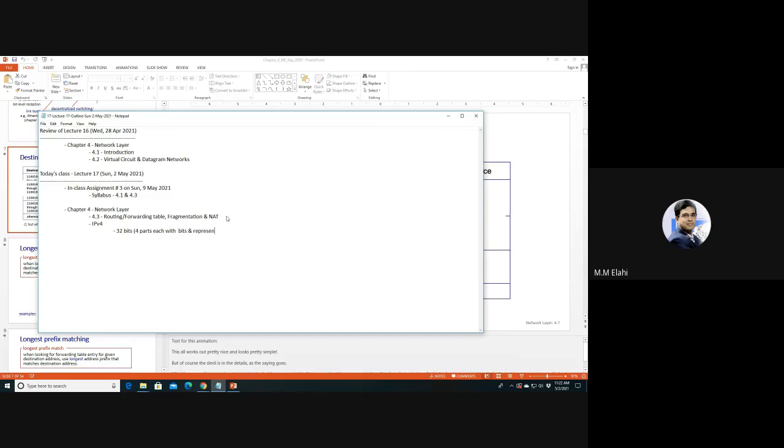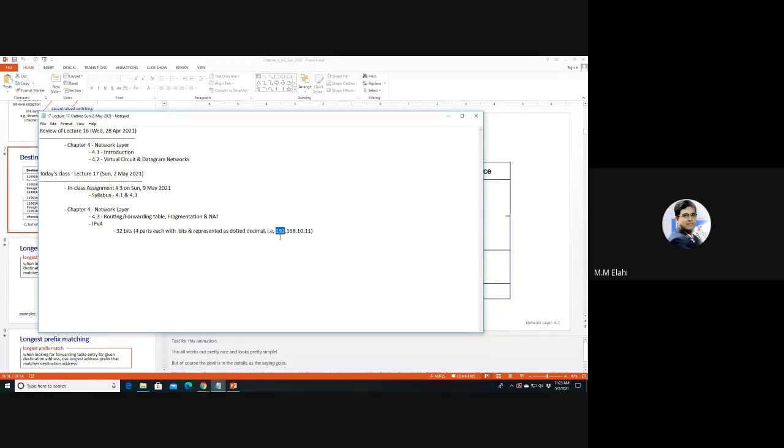And then represented as dotted decimal. Okay, so dotted decimal means, like, we can give an example, 192.168.10.11. So see, there are 4 parts. Each part is represented by 8 bits, and those 8 bits are represented as a decimal.